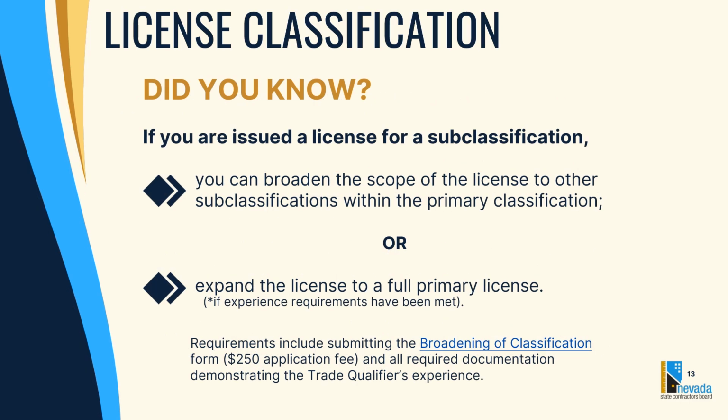If experience requirements are met, licenses issued for subclassifications may expand their scope to other subclassifications within the same primary license, or broaden to the full primary classification. The requirements for a broadening of classification include documentation of relevant experience for the trade qualifier and a $250 application fee.